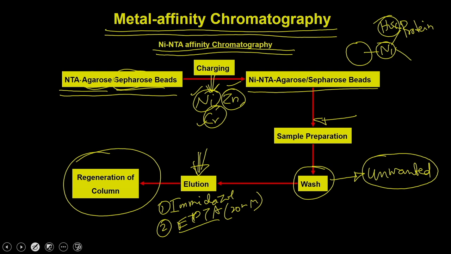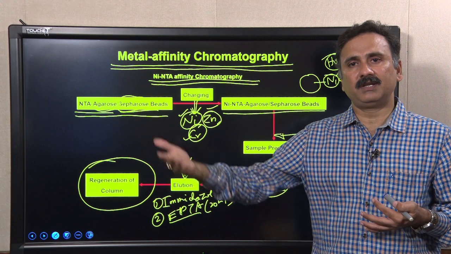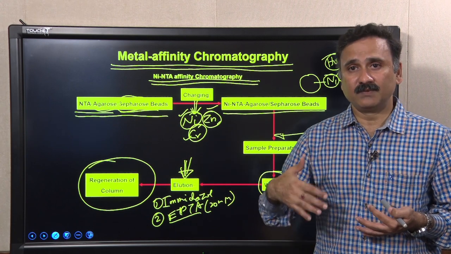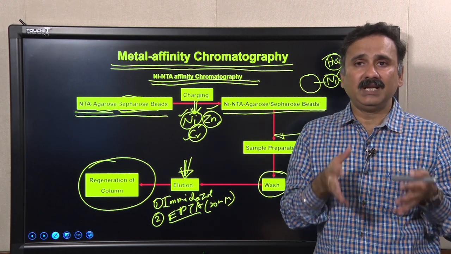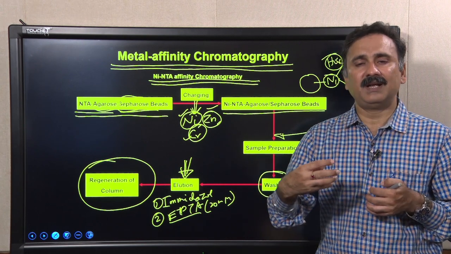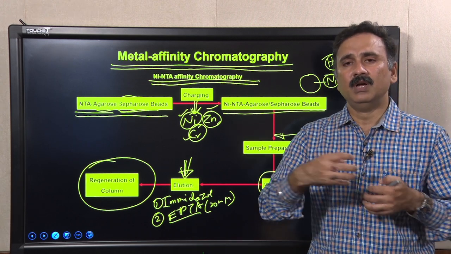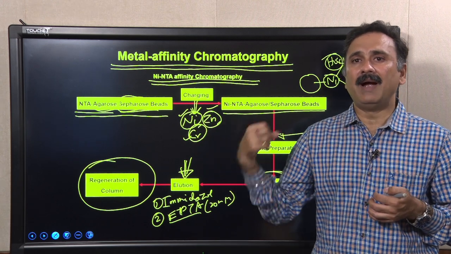So if you remove the metal from the matrix, subsequently the protein which is bound to the matrix is also going to be removed. EDTA is a chelating agent. It normally binds to the metals, and it has a very high affinity for the metal, and that's why it is able to remove the metal from the matrix.